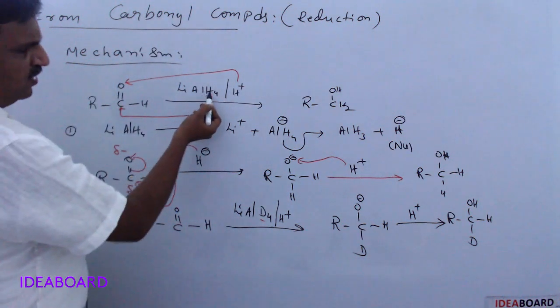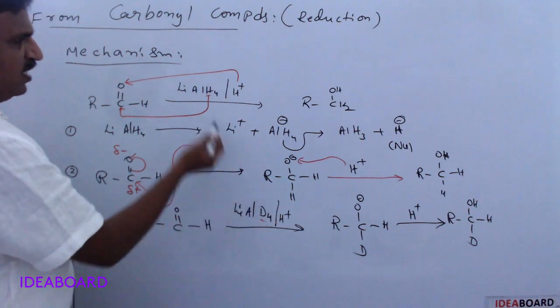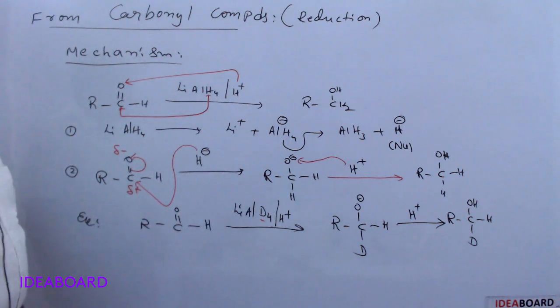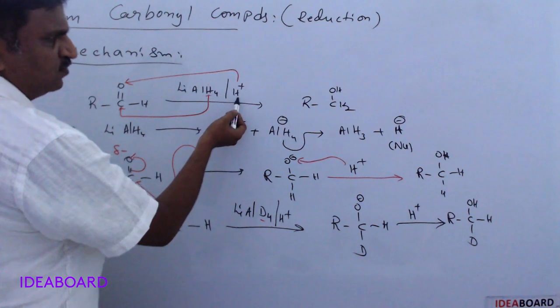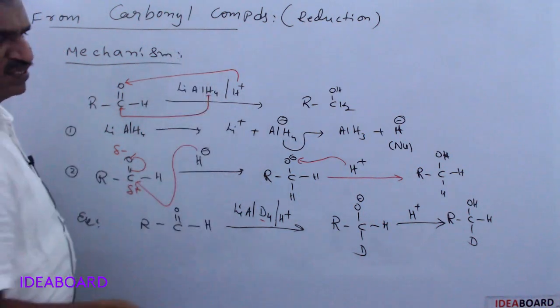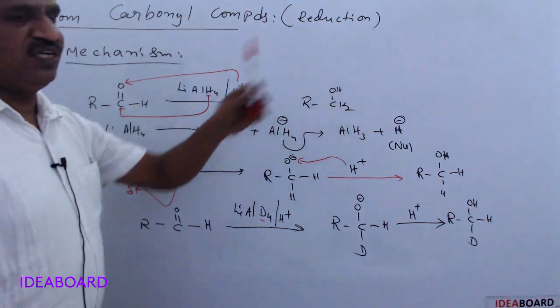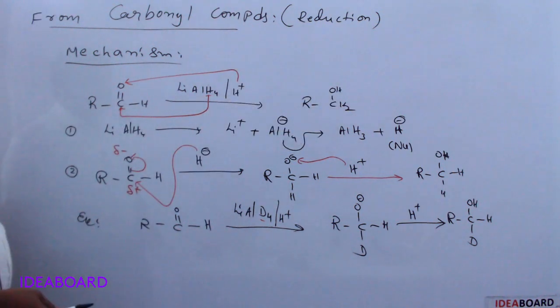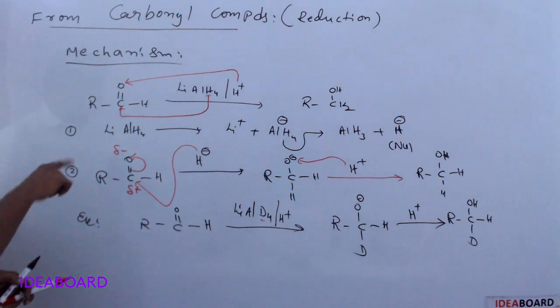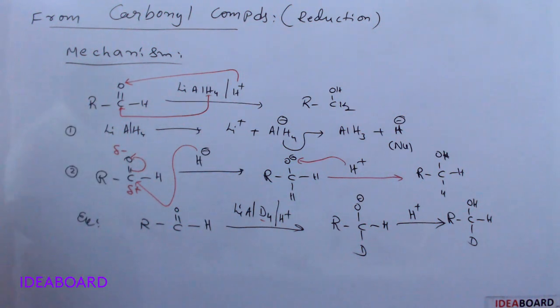Here it may be given as deuterium. You can add the deuterium on the carbon. And sometimes if they give deuterium in place of the hydrogen source, the deuterium will come to the oxygen and you will get OD, deuteroxide. So this is the mechanism happening when we are using lithium aluminum hydride.